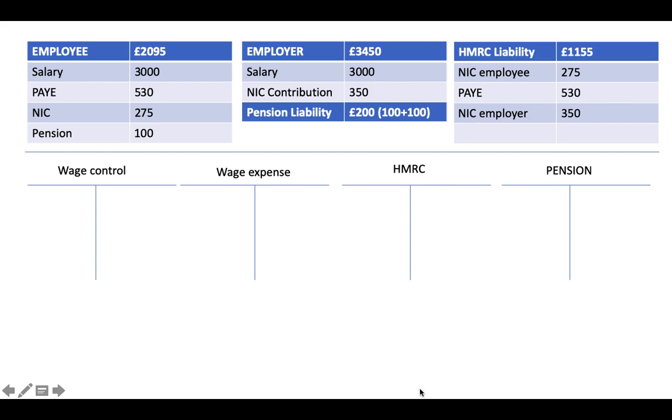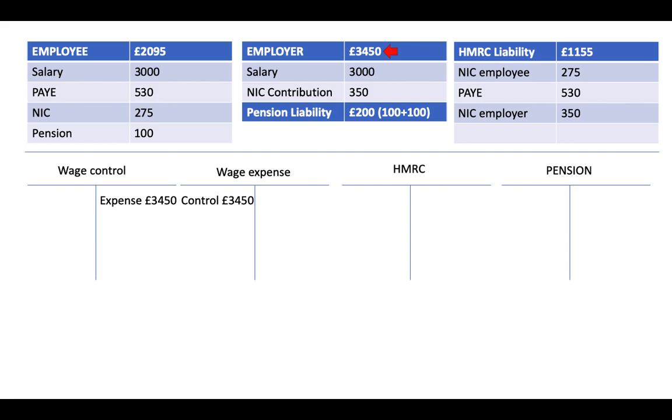First things first, we're going to have a look at our wage expense. The overall expense to the company for employing this person is £3,450. So we're going to pop that into the debit side of our wage expense. We are increasing that account by £3,450. Into our wage control account, we're going to credit that figure.